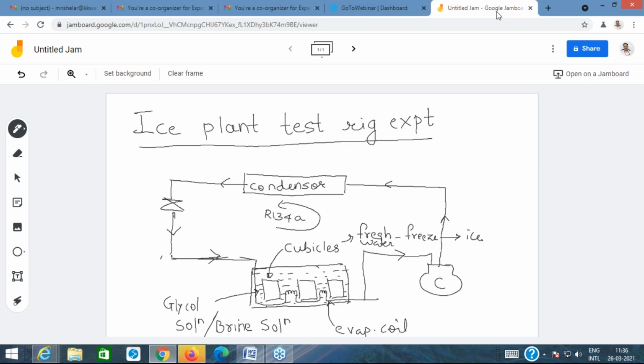These cubicles are immersed in a tank containing a glycol solution, or in some places a brine solution is also used. Both the glycol solution and the brine solution do not flow through the compressor, but they help you in the cooling process. Hence, they are called the secondary refrigerant.